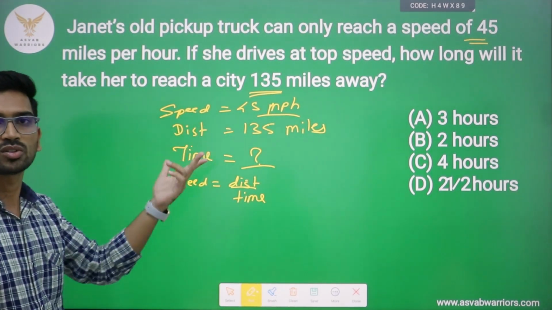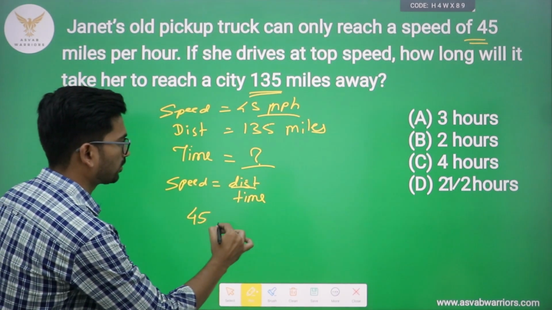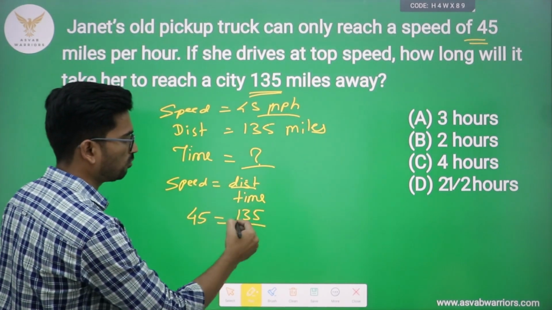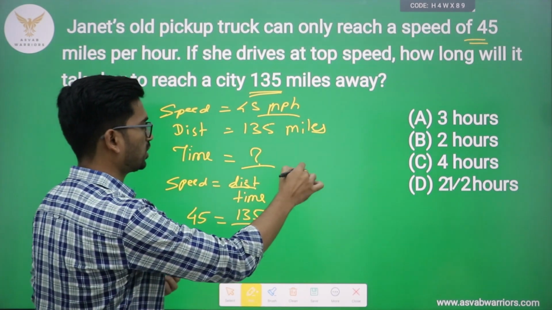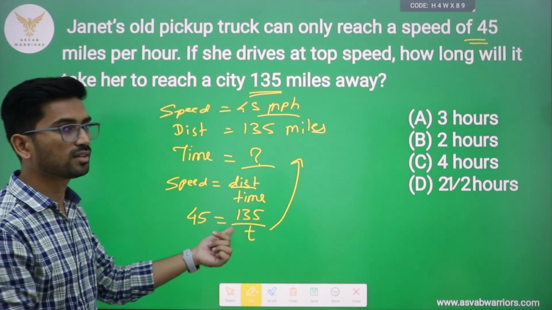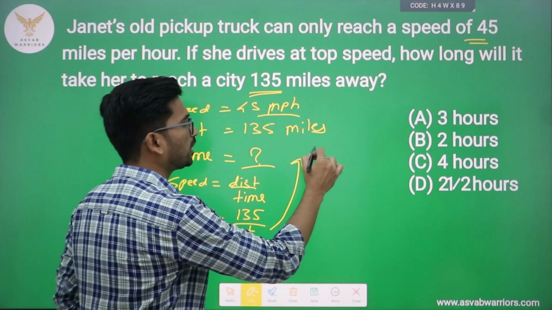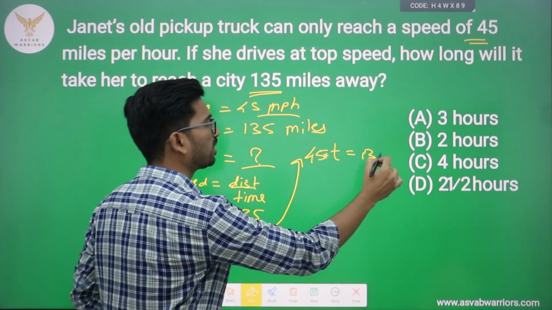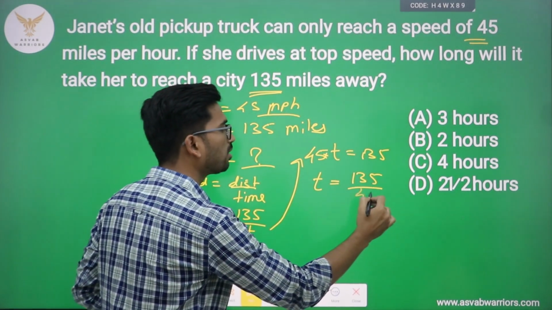Now we will put these values in this equation. Speed is 45 miles per hour. Distance is 135 miles. And what will be time? So we will consider time as t. Now to solve this question, this t is in the division on the right hand side. So it will come to left hand side and it will become multiplication. So 45 into t is equal to 135. So t will be equal to 135 divided by 45.